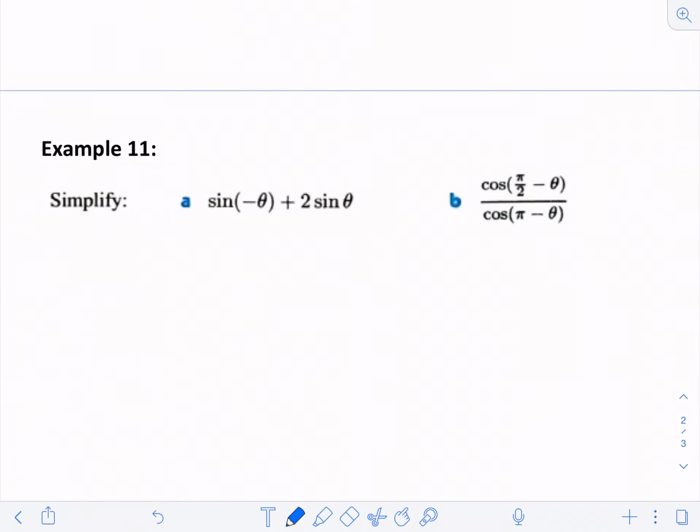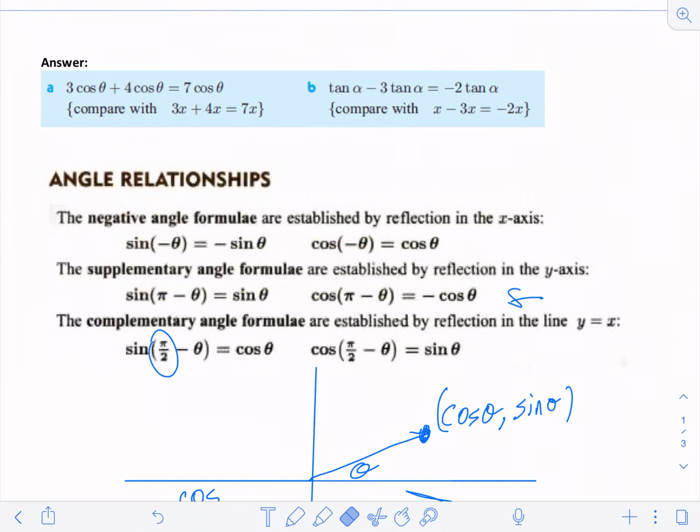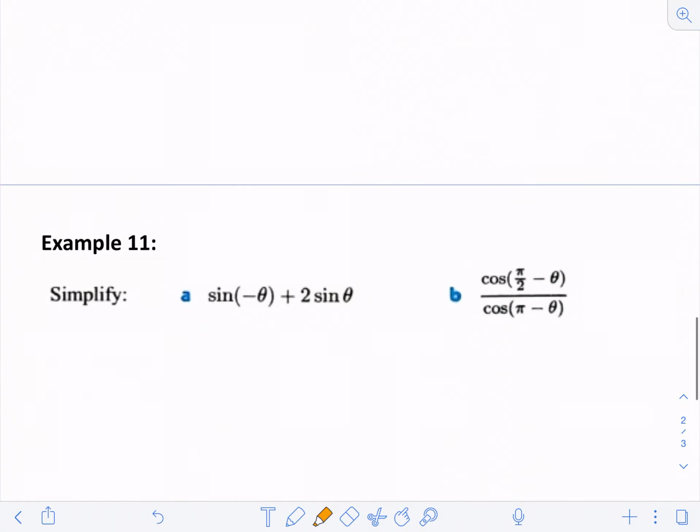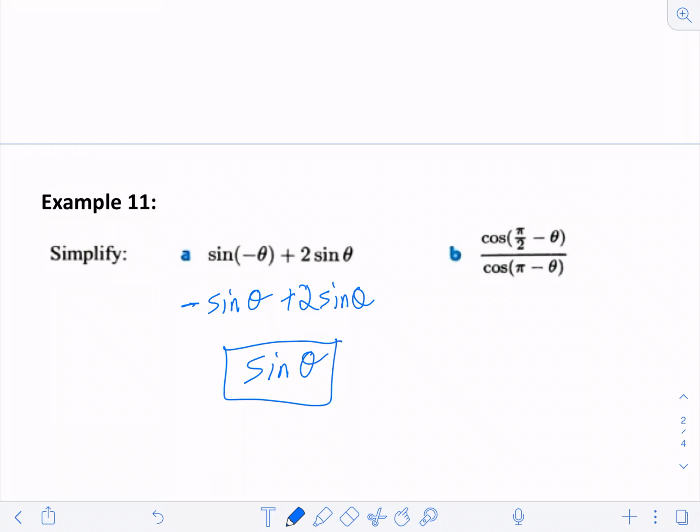So for instance, let's say I wanted to simplify this: sine of negative theta plus 2 sine theta. Well, what do I know about sine of negative theta? Well, let's go back up here. Sine of negative theta, as we saw, is equal to negative sine theta. So I can replace that. I'm going to rewrite this as negative sine theta plus 2 sine theta. And now I can simplify it just like I did. I have negative 1 sine theta and a positive 2 sine theta. That's just going to be 1 sine theta. So that's my first answer.